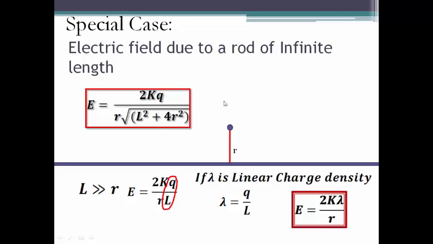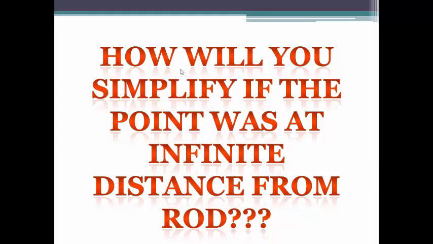These types of special cases are very common in entrance exam questions. So you can try to build an understanding of what variations can be asked regarding an object whose electric field you already know. Now, how will you simplify if the point was at an infinite distance from the rod? Leave your answers in the comments.